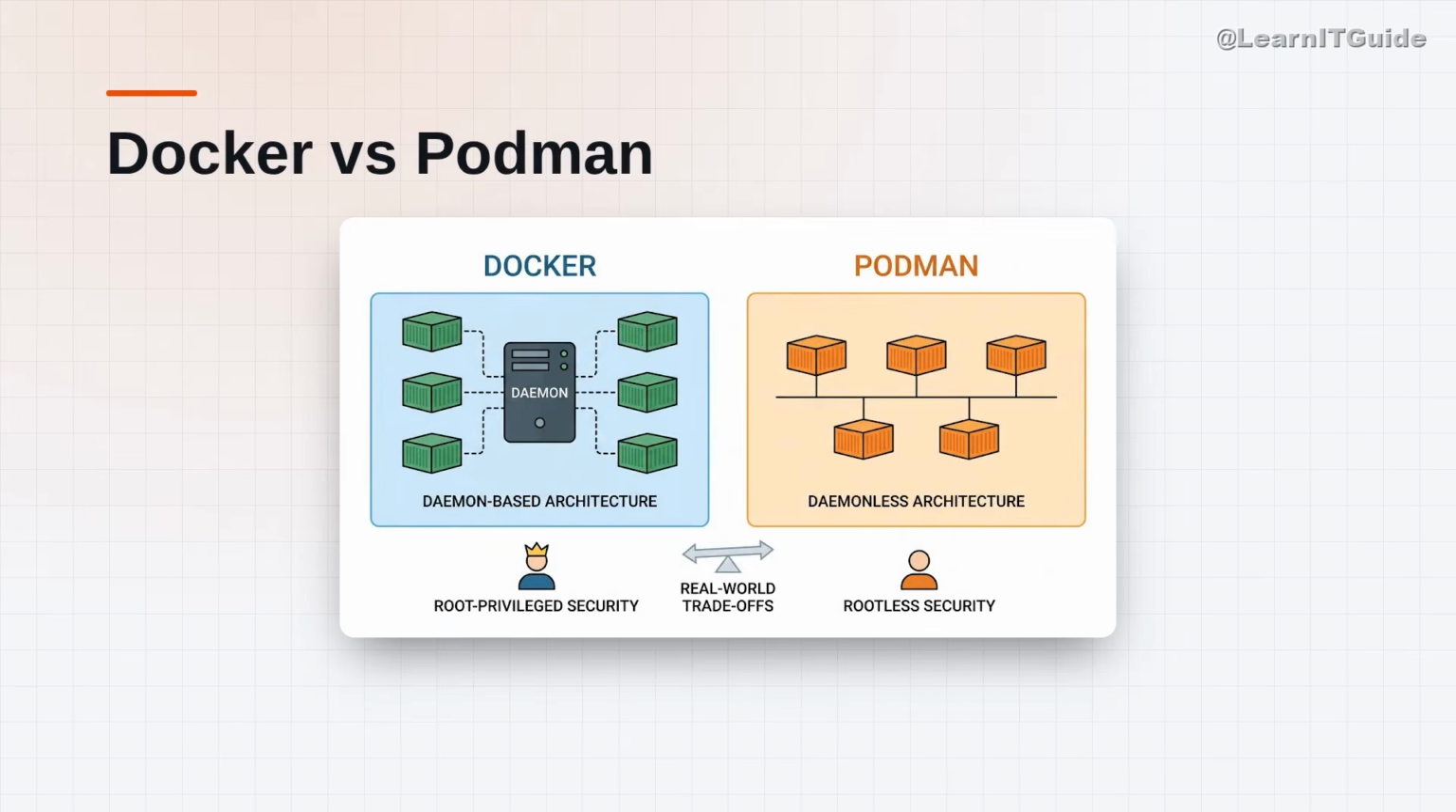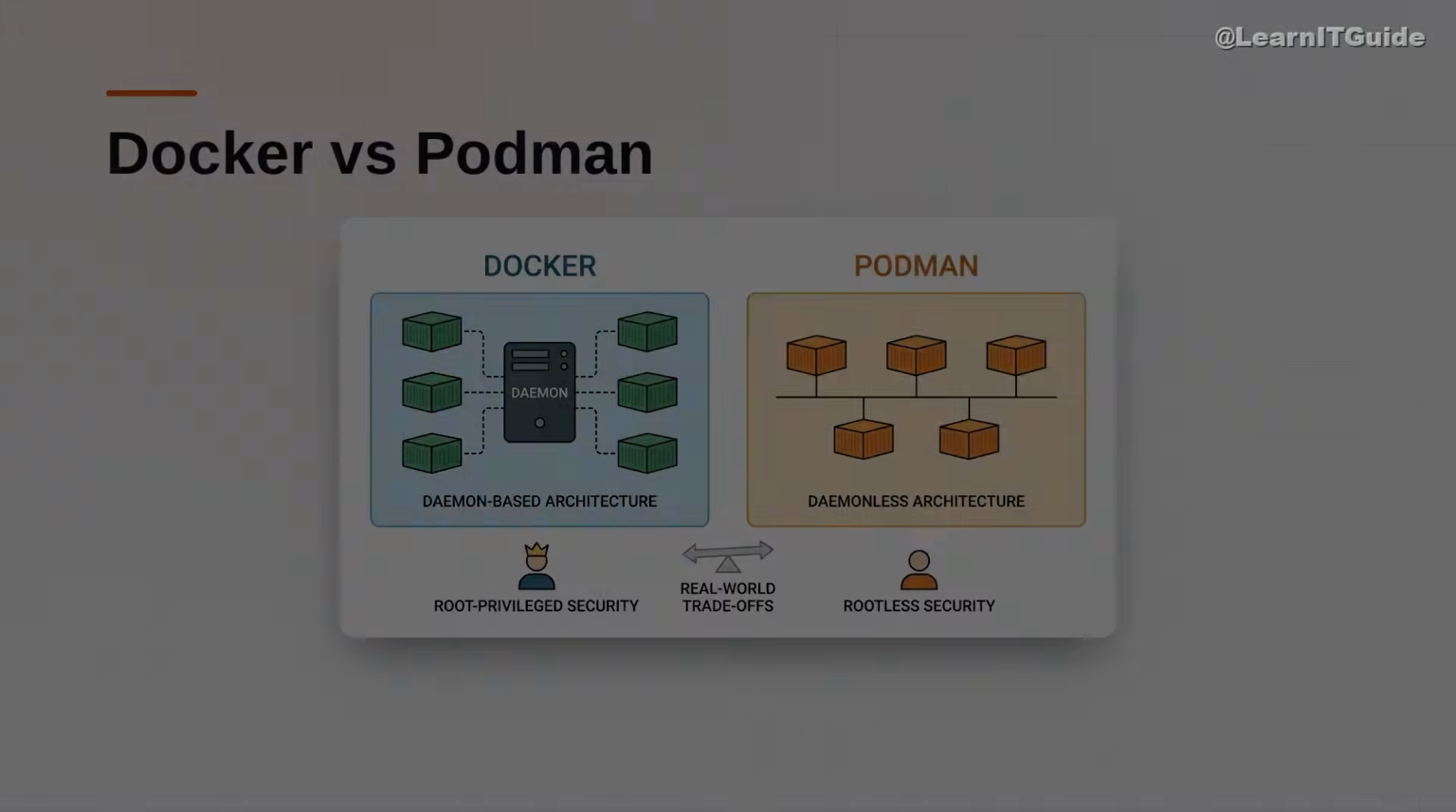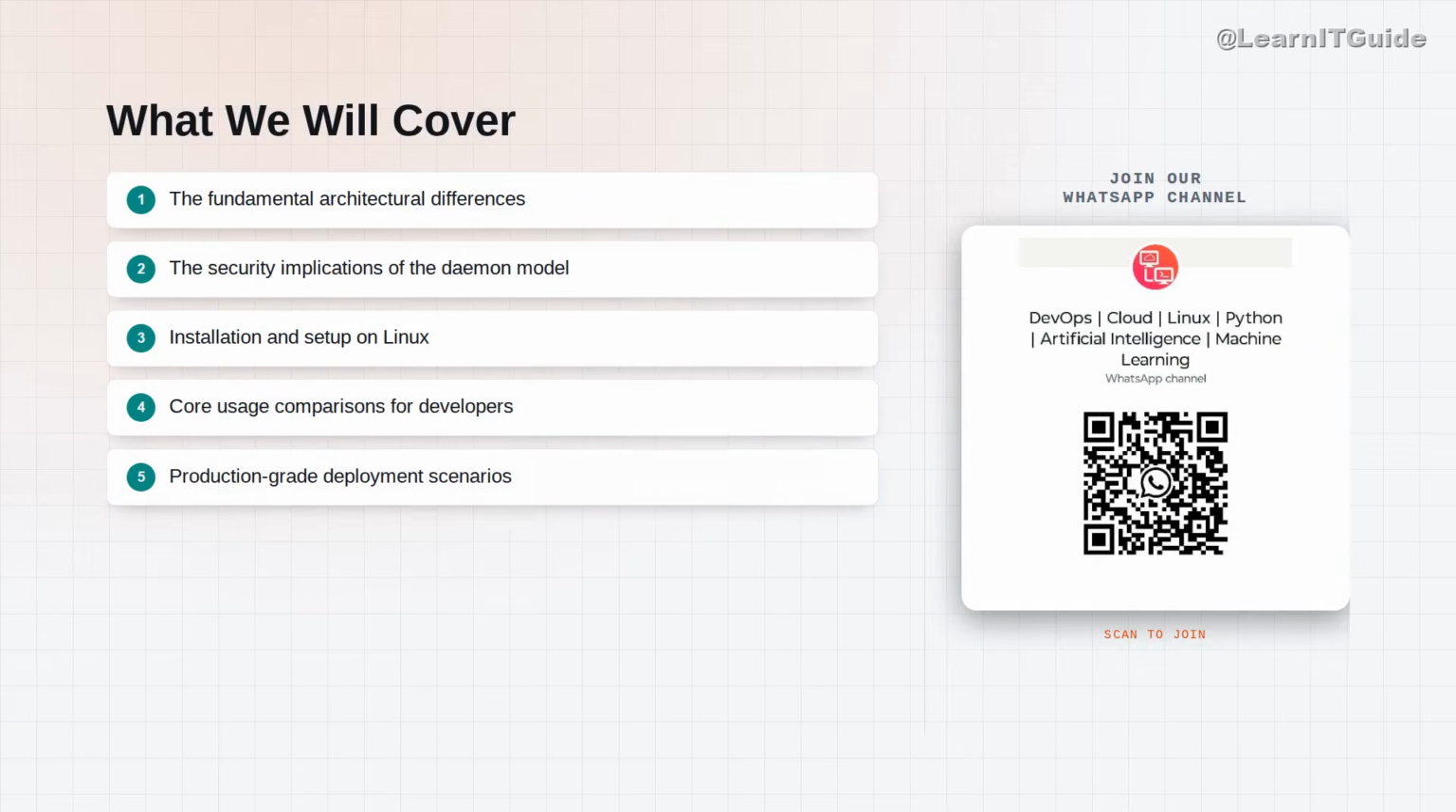Let us break down the architecture, the security models, and the real-world trade-offs between the two most popular container tools in the industry today. We are going to cover the fundamental architectural differences, the security implications of the daemon model, how to install and set these up, and the core usage comparisons for your daily workflow. Then we will look at production-grade deployment scenarios, and finally, the decision framework for when you should actually choose Podman over Docker. These are the topics we are going to cover in this video, so do not skip ahead. Watch all the way through to actually understand this properly.